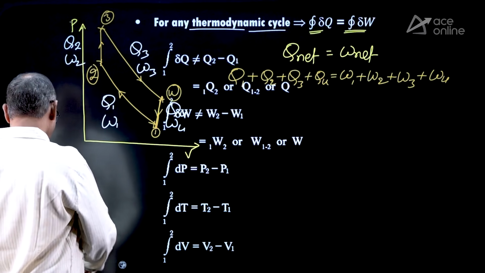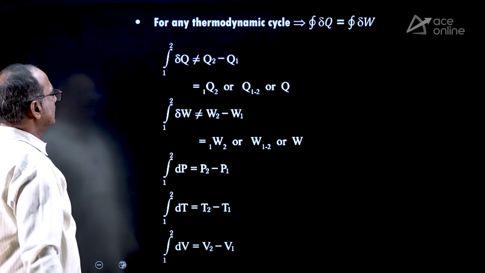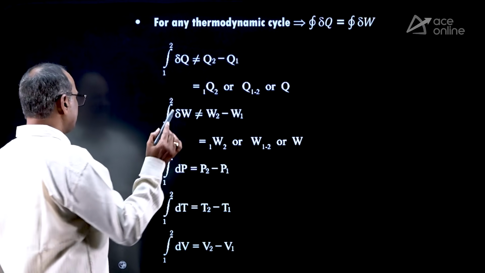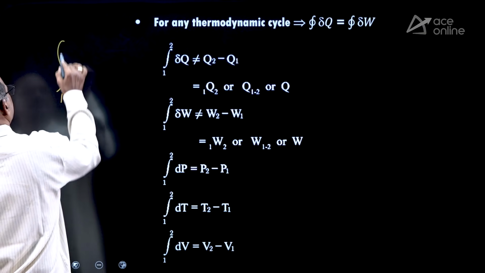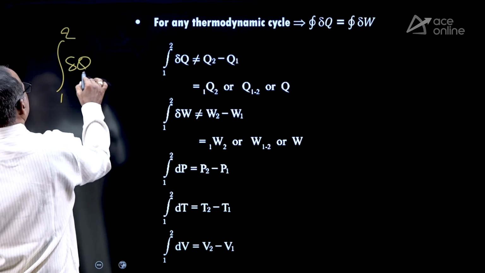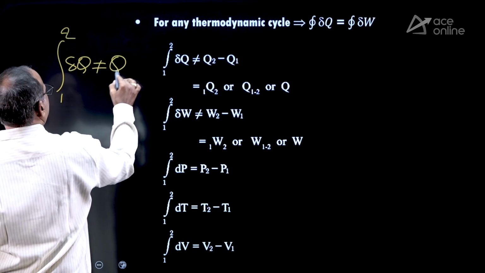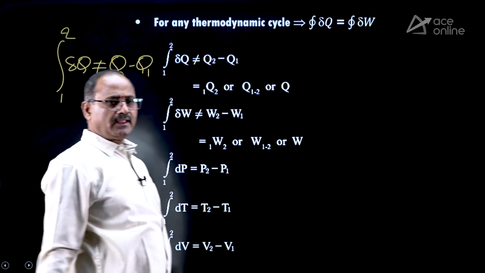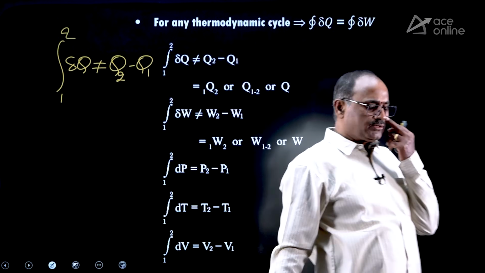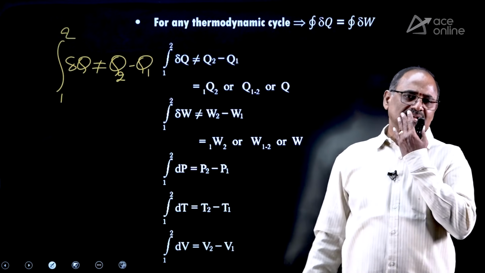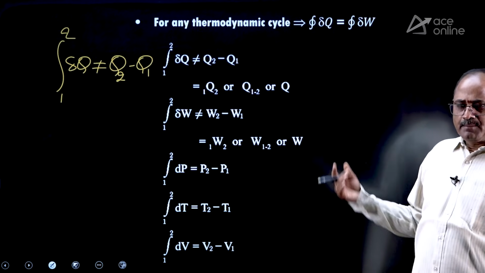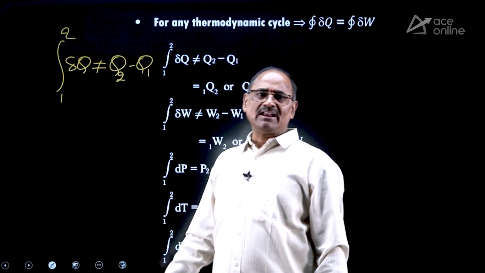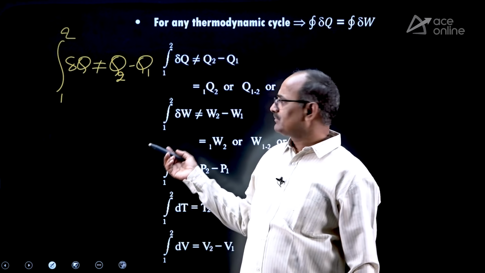Similarly, look at another important point. For any thermodynamic system, the cyclic integral del Q cannot be written as Q2 minus Q1, because heat and work both depend not only on the initial state and final state, but also on the route followed by the process. That's why path function quantities can never be written as their difference.